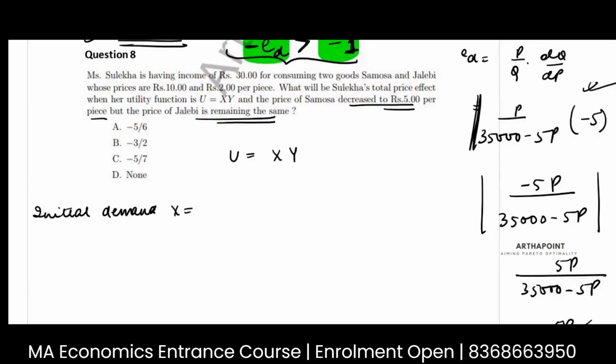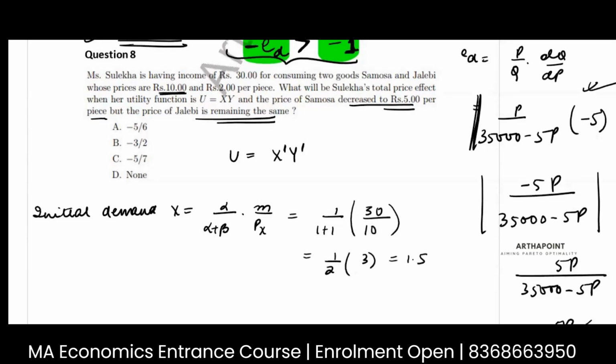So X will be alpha upon alpha plus beta, M by Px. Alpha is 1, beta is also 1. So 1 upon 1 plus 1. Income is 30. Px, the price, was initially given as 10. So it will be 1 by 2 into 3, which is 1.5.